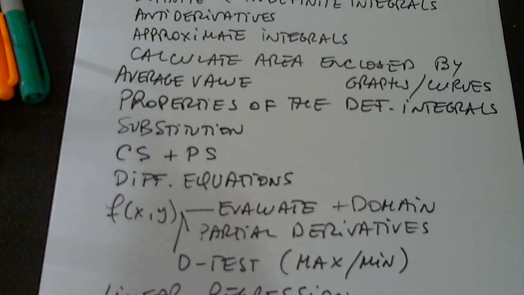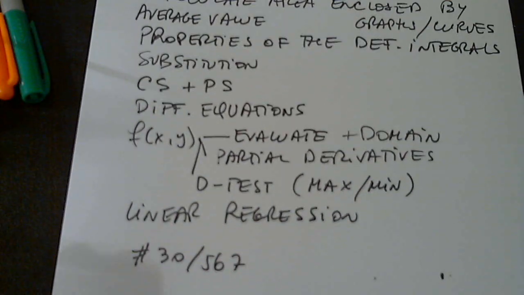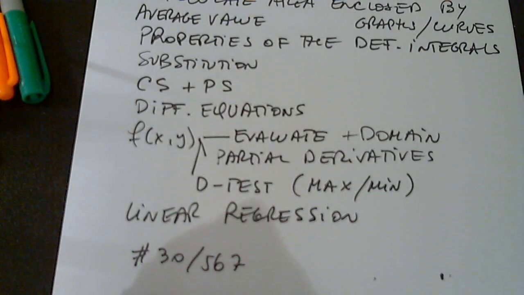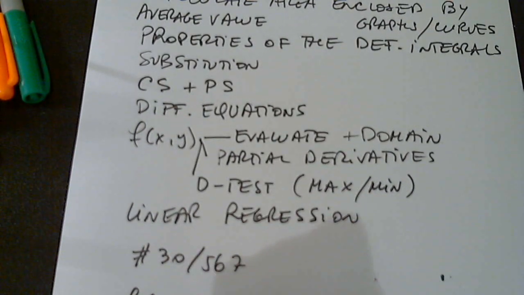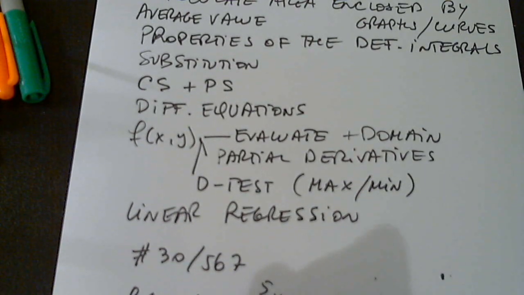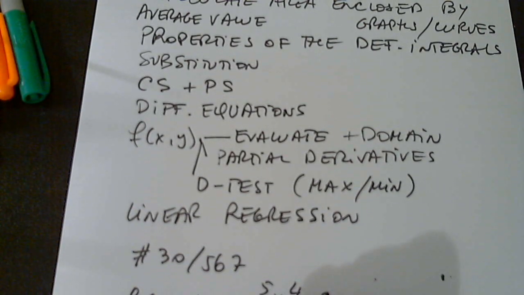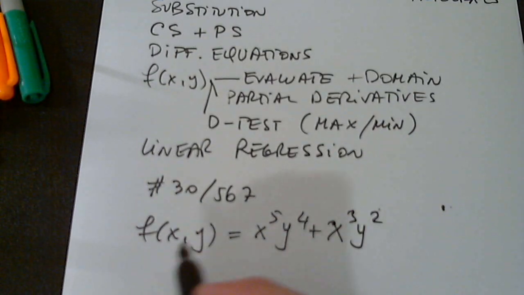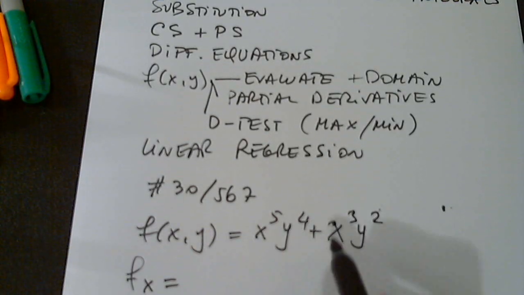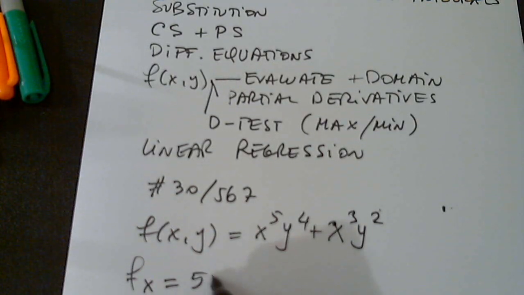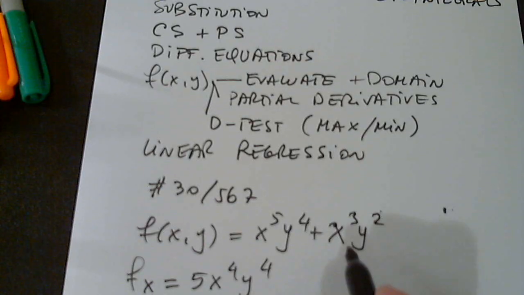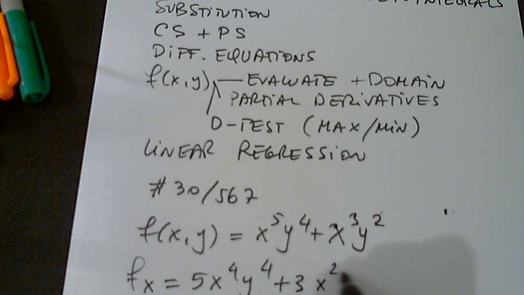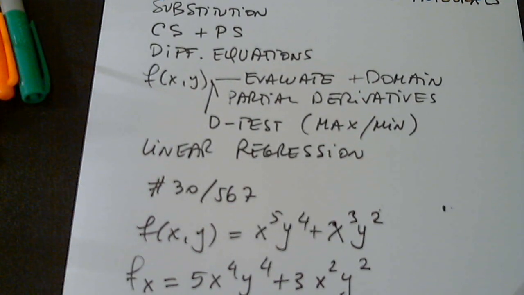Find the four second order partial derivatives. So we have f of x comma y equals x to the 5th y to the 4th plus x to the 3rd y squared. First we have to find fx. When I differentiate, I get 5x to the 4th y to the 4th plus 3x squared y squared. Is this okay so far?